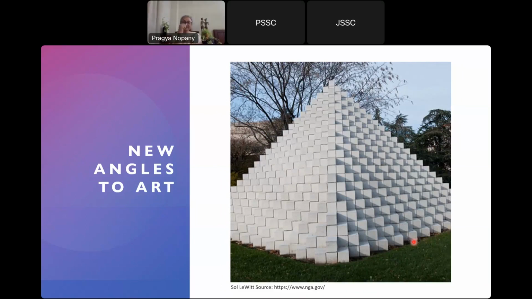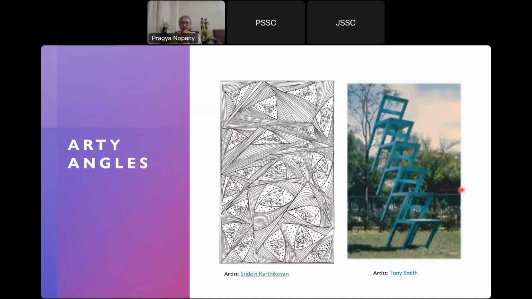Great. Now, this is angles in art. See how these bricks, which actually have right angles, have been arranged to create this structure, where you can see so many other angles by shadows, or in the whole pyramidal structure, how angles have been created. Then look at these artistic ways of representing angles. I especially love this sculpture with the chairs.